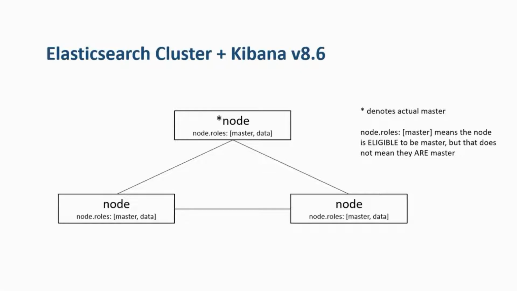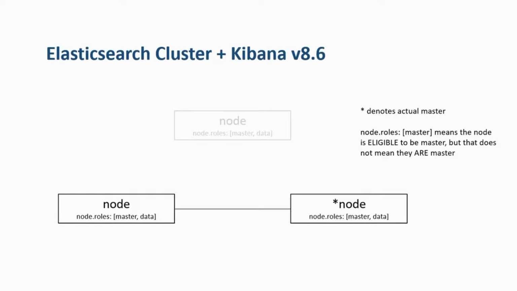In terms of which node is the master, any node that has been assigned the role master is eligible to become the master node. When you start up your cluster, some of the nodes in your cluster will vote on which master eligible node actually becomes the master node. If a master node becomes unavailable during runtime, the remaining nodes in the cluster will select a new master node. So that is the importance of the master role.